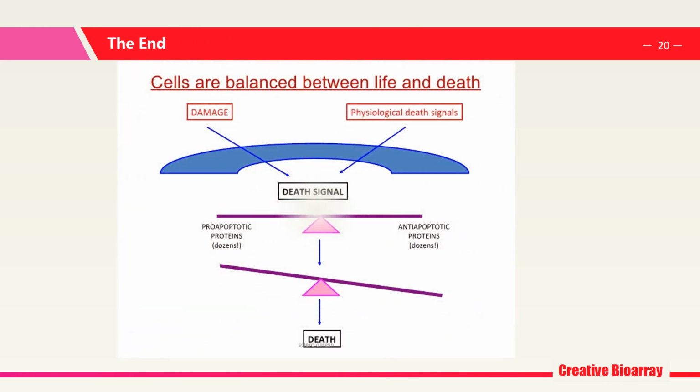In short, apoptosis removes cells during development, eliminates potentially cancerous and virus-infected cells, and maintains balance in the body.